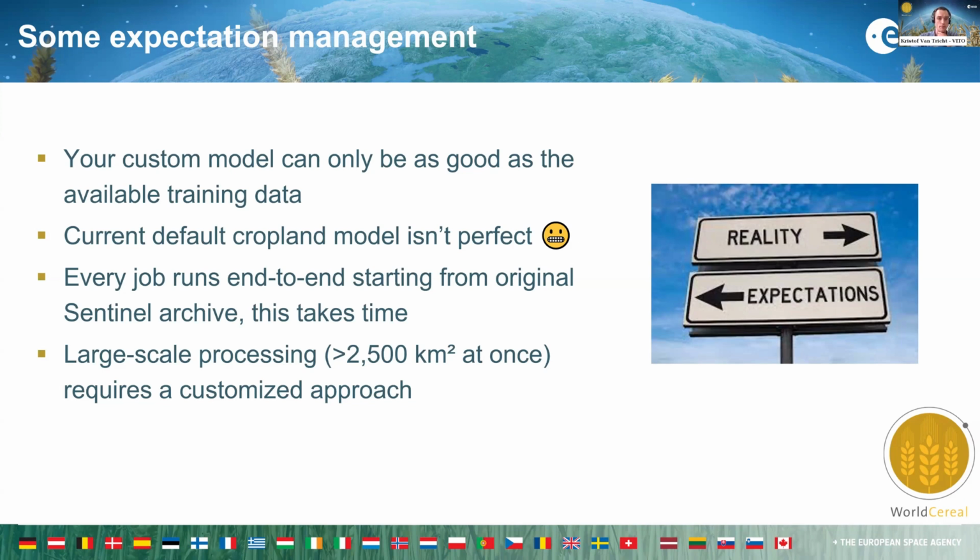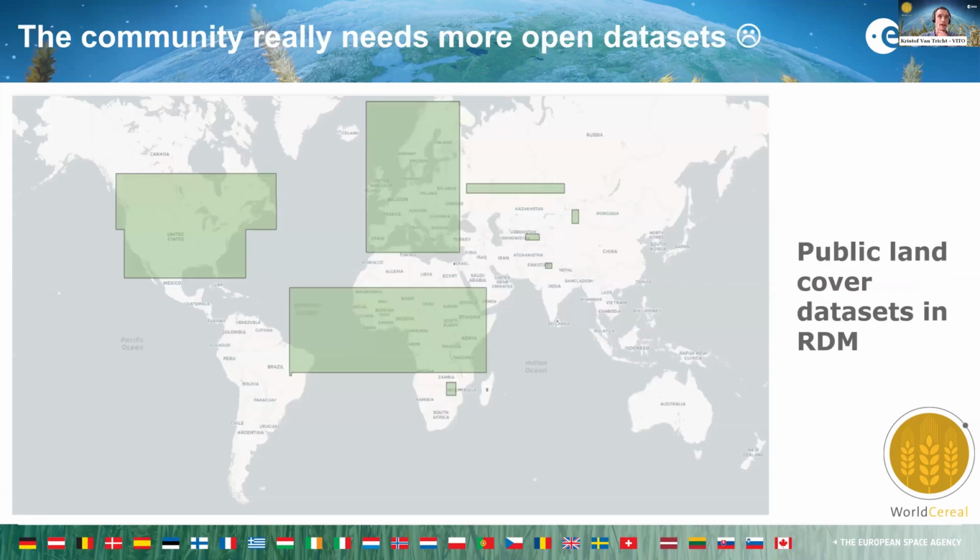As for that first point, just to make the case, this is an overview of all the public land cover datasets that we have at the moment in the RDM. Our default model does use some restricted datasets. So we have more data that we could use to train the model, but that we cannot offer to you yet. We hope that some of those datasets will become public soon, and that some other institutes or researchers will contribute their own data and make it public as well.